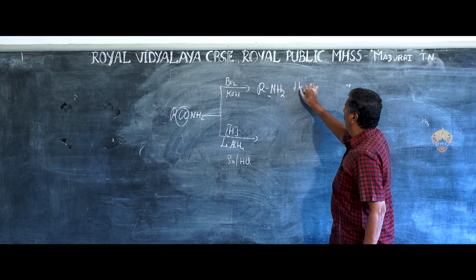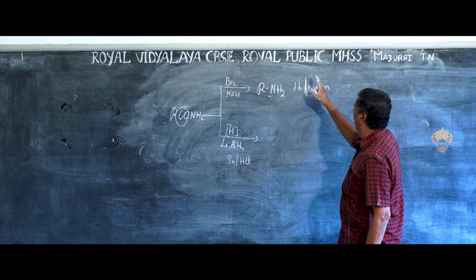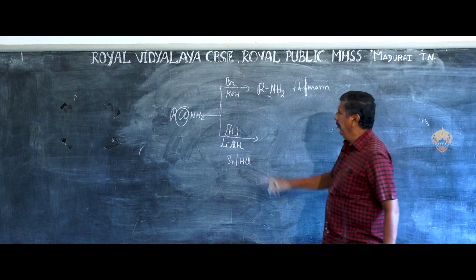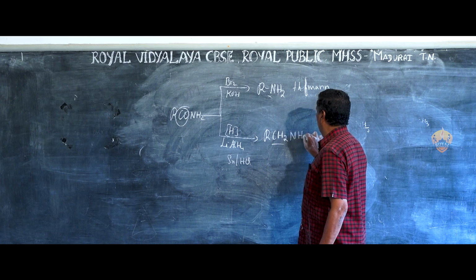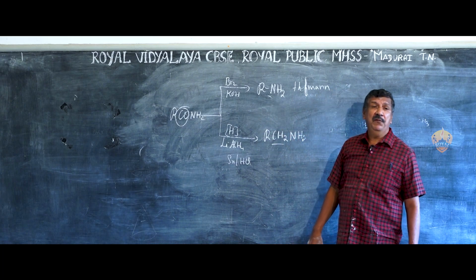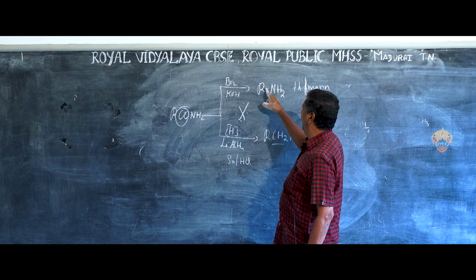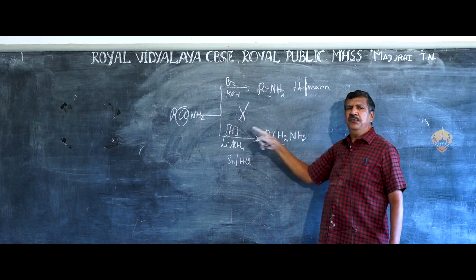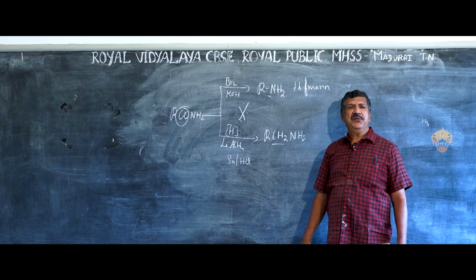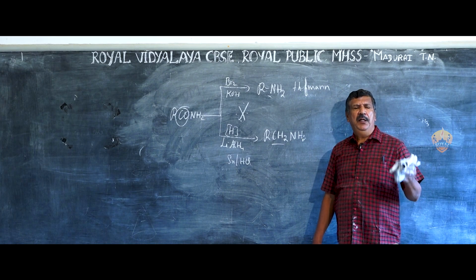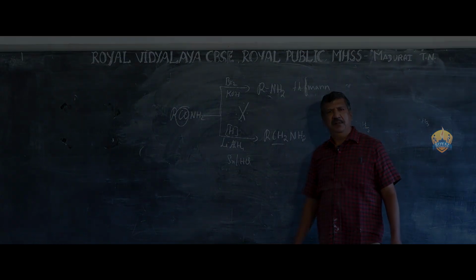This reaction we are going to learn in the next class, which is known as Hoffmann reaction. When you reduce, it changes into CH2. You see the difference. These reactions are very important. When you treat with bromine alkali, CO is eliminated. When you reduce, CO is converted into CH2. Okay, next class we are going to see the first level reactions of amines.